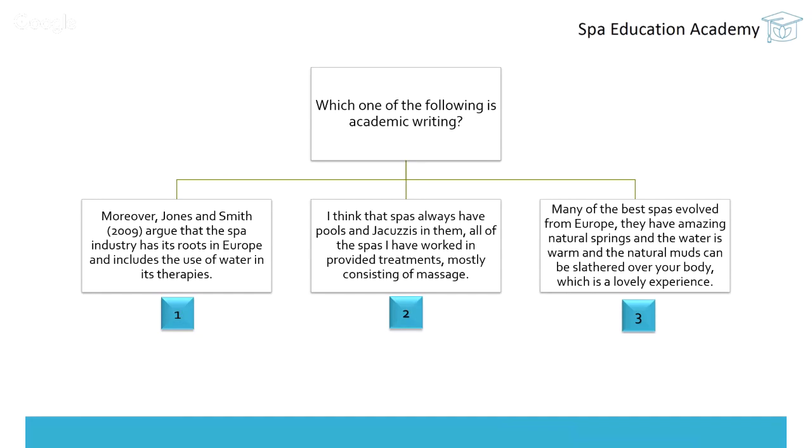Another thing that's wrong with this is that it says jacuzzis. Now, jacuzzi is actually a brand, like Hoover is a brand of vacuum cleaner. Jacuzzi is a brand of hot tub. So unless the hot tub is actually from the brand jacuzzi, it should actually be called a hot tub or whirlpool.